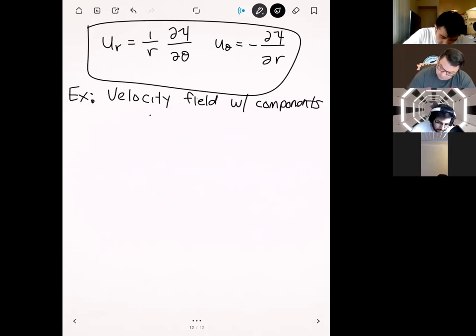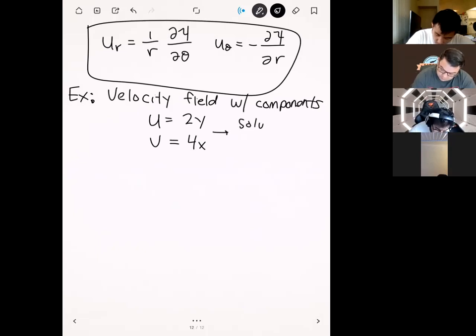And so let's say that our u velocity is given by 2 times y, and then v is given by 4 times x. Okay? And so from these velocity components, let's solve for the stream function psi. The way that we're going to solve for psi is that we're going to simply integrate these expressions right here.